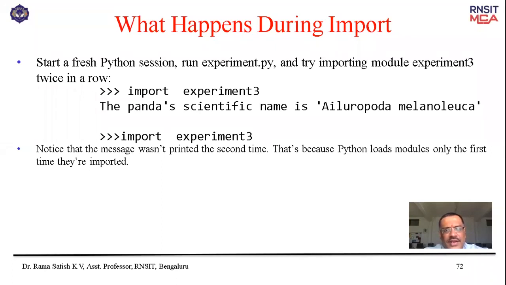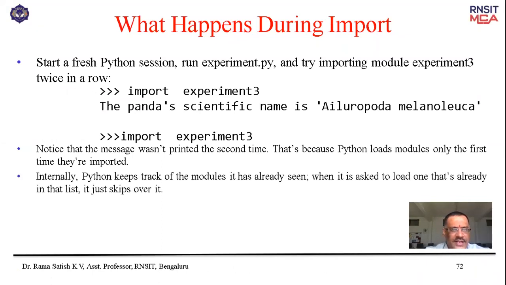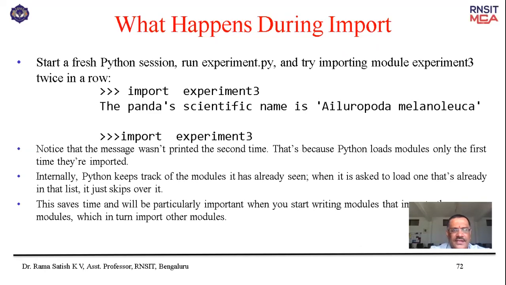So what do we need to do? That's our major concern. Look here, internally Python keeps track of the modules it has already seen. Experiment3 is already seen. When it is asked to load one that is already in the list, it just skips it. So it will never update again, but this will save time. We do agree.